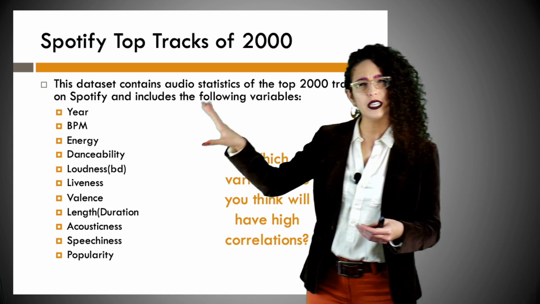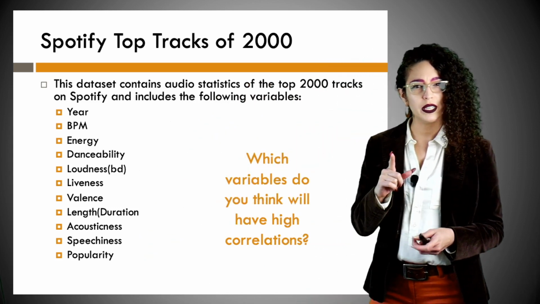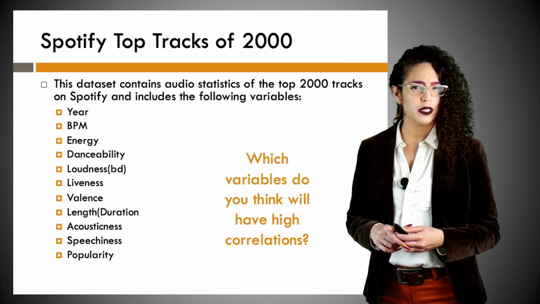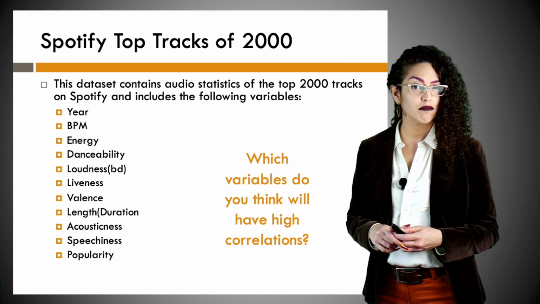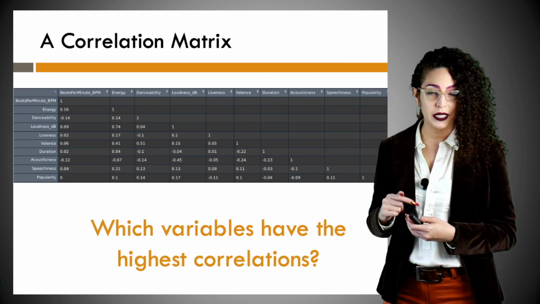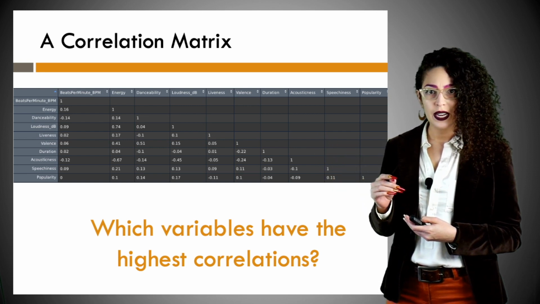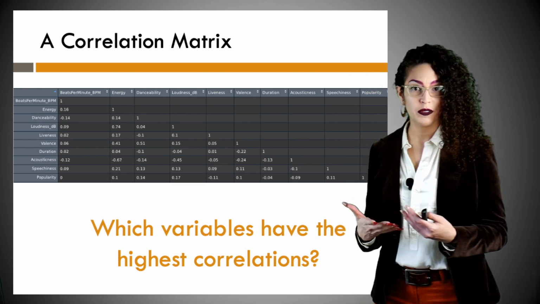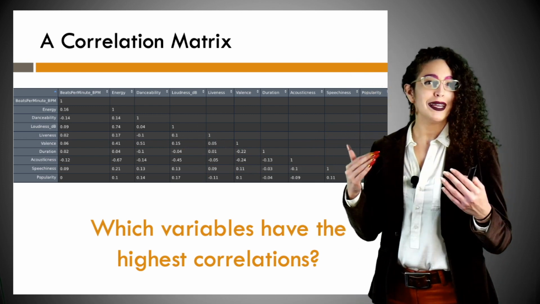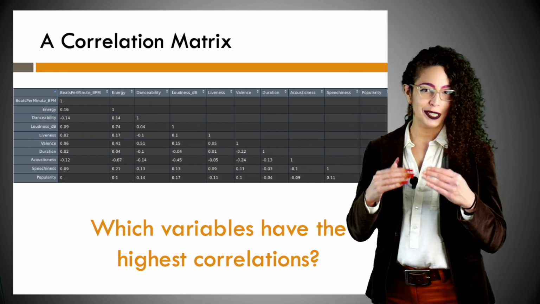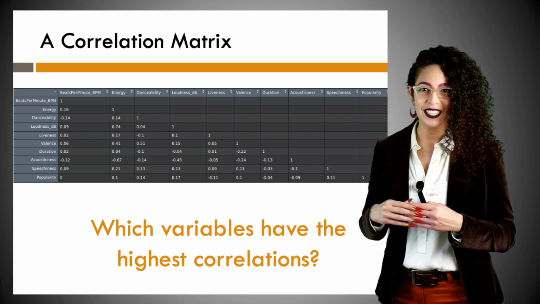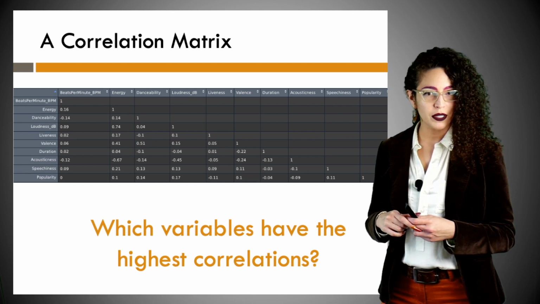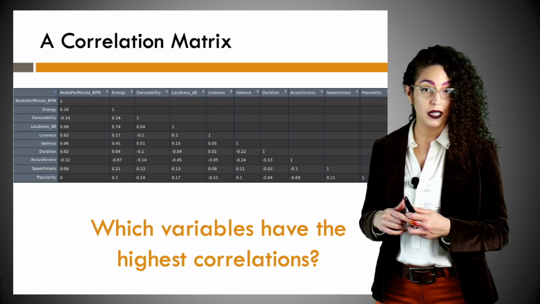So of all these variables, which ones do you think will have the highest correlations? Why? Which ones do you think won't be correlated at all? This is a correlation matrix, and I made this using R. Now, one thing you might notice is that there are all these ones right here, and you might be thinking, well, which variables correlate perfectly? That is one variable correlating with itself, which has a perfect one-to-one correlation. So we can ignore the diagonal. Now have a look at this. Which variables have the highest correlations, whether positive or negative?